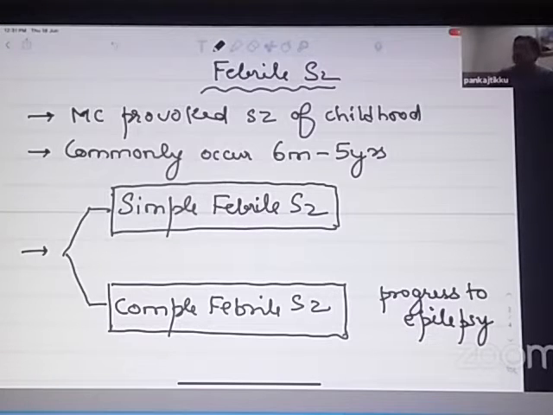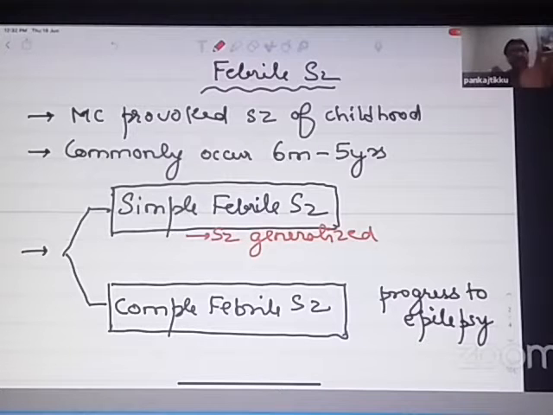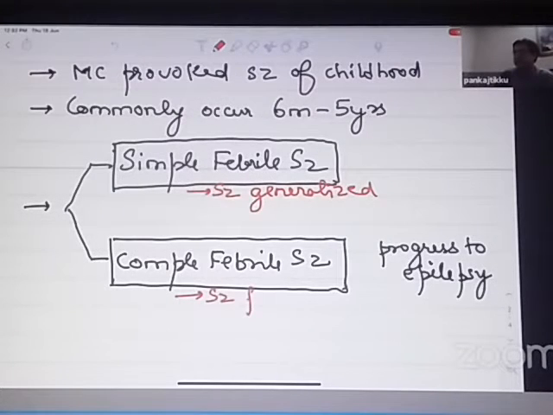So what are the features of a simple febrile seizure? All seizures which are generalized seizures. Ask the mother, was the child having a seizure in one arm or one leg, or was the child having seizures in both arms and both legs? So it was a generalized tonic-clonic seizure, both the arms and both the legs were moving. This is likely to be a simple febrile seizure. Any seizure which is a focal seizure, not a generalized seizure, is likely to be a complex febrile seizure.